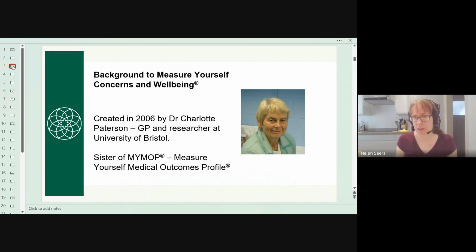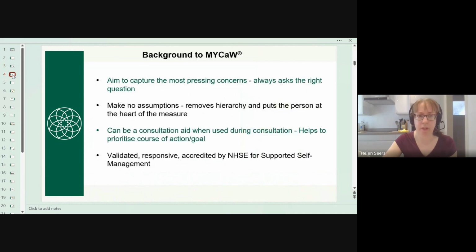It's the little sister of MyMop. MyMop was created by Charlotte in 1996, I think. That is a medical symptoms profiles tool. So it asks you about your medical symptoms, whereas MyCore is different because it asks you about your general concerns and is more holistic. So MyCore is really cool because it's a person-centered outcome measure.